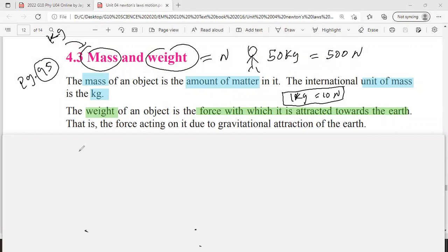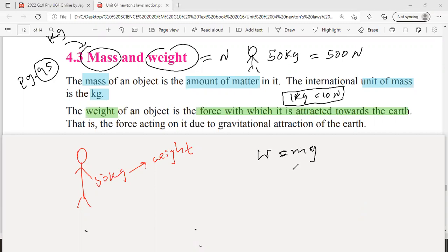So how to convert this? Imagine you are 50 kilos. How to convert this into weight? What is the equation? Using the equation W equals mg. I gave that in the theory too. What is the equation? W equals mg.